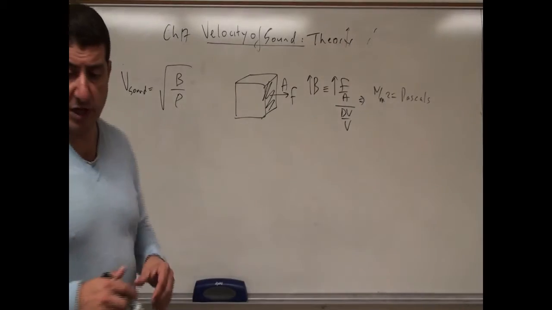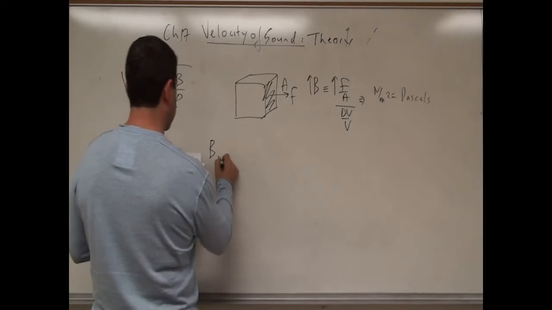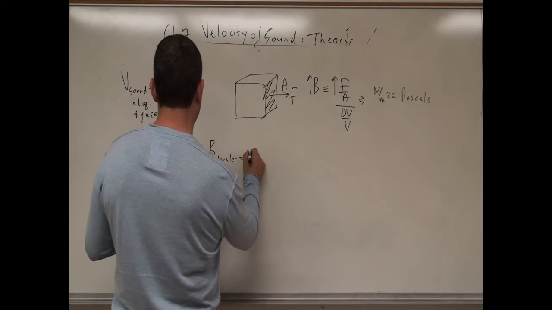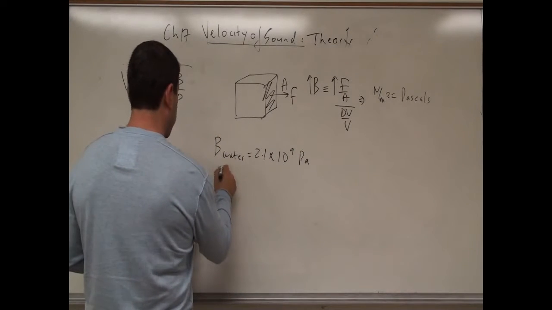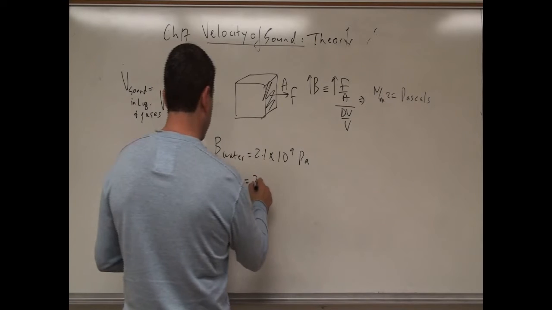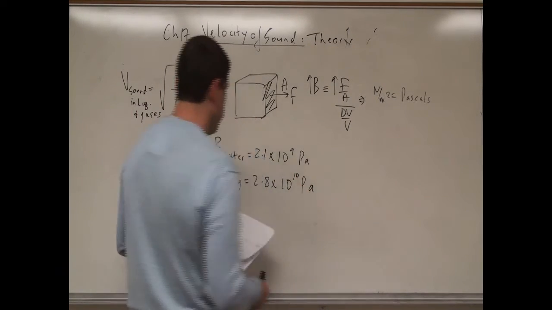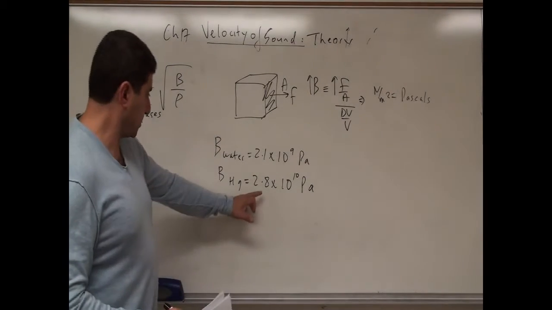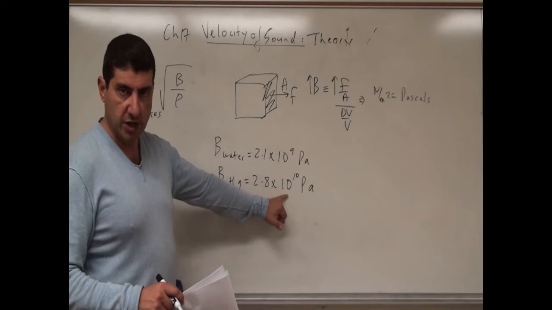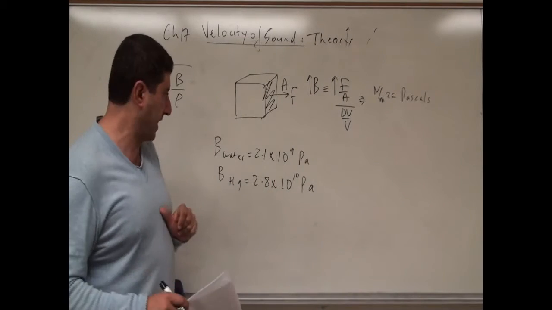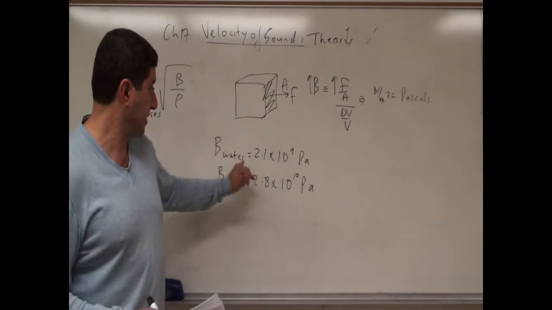So now let's give the bulk modulus for different materials. So we're going to do water, the bulk modulus of water, 2.1 times 10 to the 9 pascals. And then the bulk modulus of mercury is going to be 2.8 times 10 to the 10 pascals. And then, so you can see here, the mercury is much more tightly bound. It's much harder to compress or to expand it, right? So it's an order of magnitude greater than the water's.